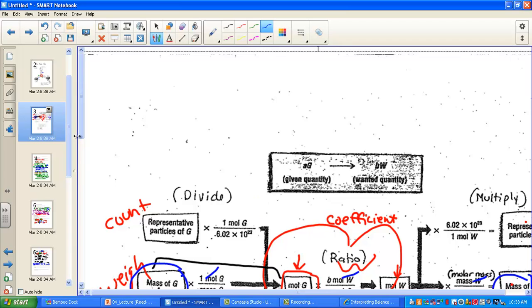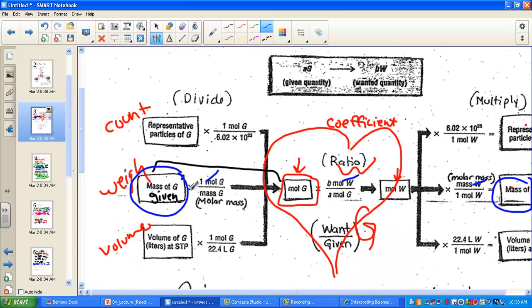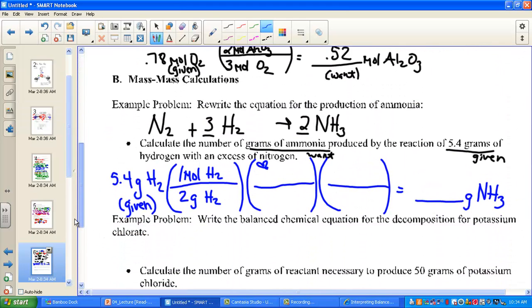Now visually, that puts us right here on our mole map. That first conversion moved me from mass to moles. Now I'm in the heart of my problem. My want over given mole ratio. Grab those coefficients from our balanced equation. We want to know ammonia. Its coefficient is a 2. The given quantity came from hydrogen. Its coefficient is a 3. The stoichiometric ratio of 2/3.